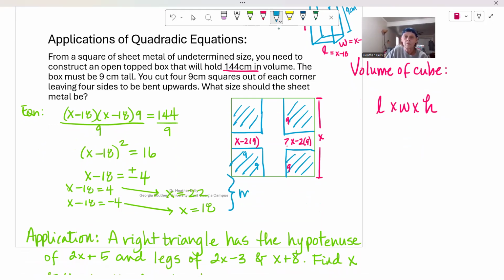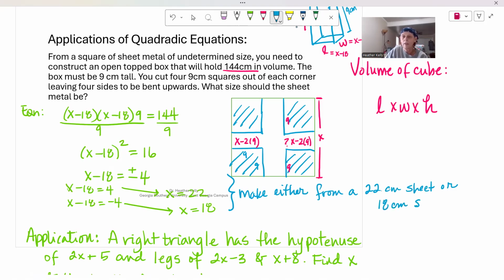So it looks like we can make either from a 22-inch box or 22 centimeter sheet, or from an 18 centimeter sheet.